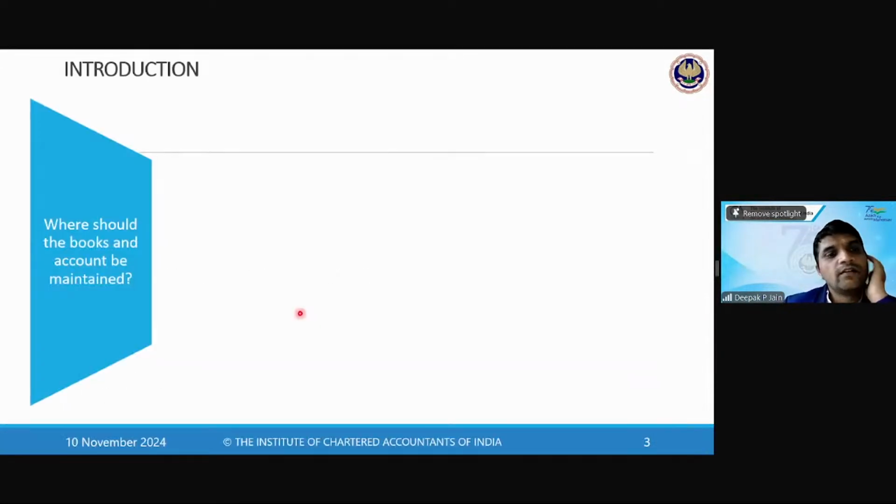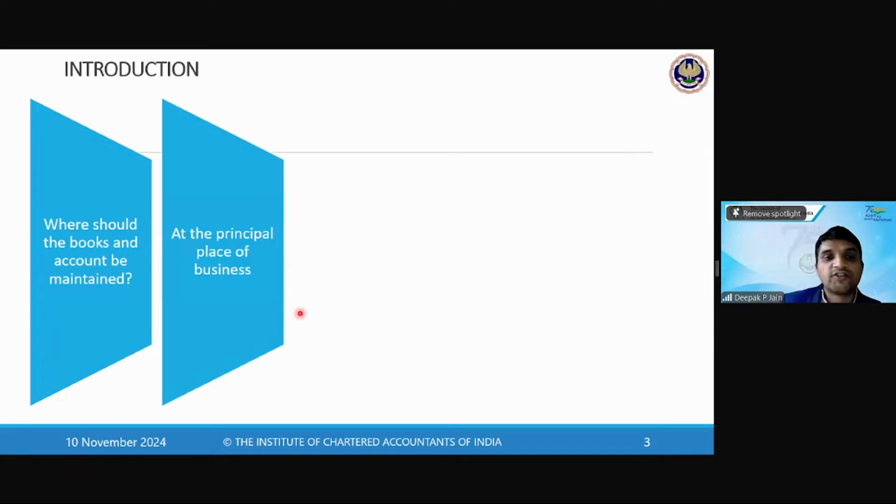So basically, where should the books and accounts be maintained? Okay. Now we may have a head office, we may have a godown, we may have a branch. So a lot of various things we may have. So where should we maintain the books of accounts? Books of accounts, what books of accounts? We will see it. But firstly, where should the books of accounts be maintained? It should be maintained at the principal place of business.